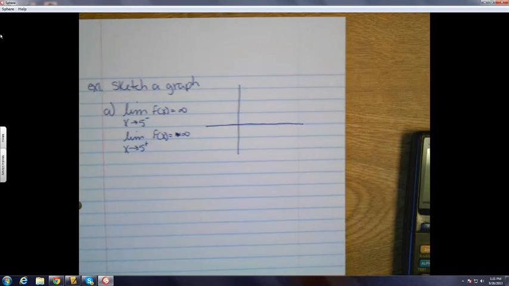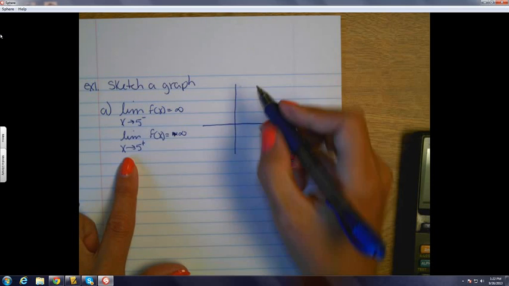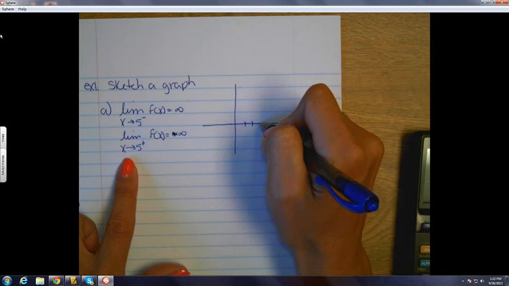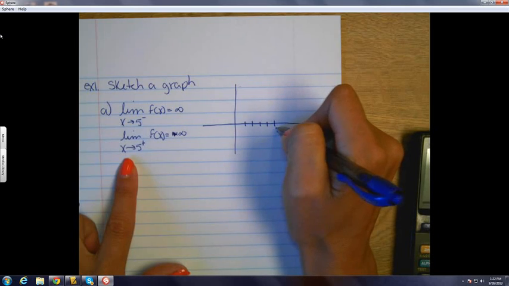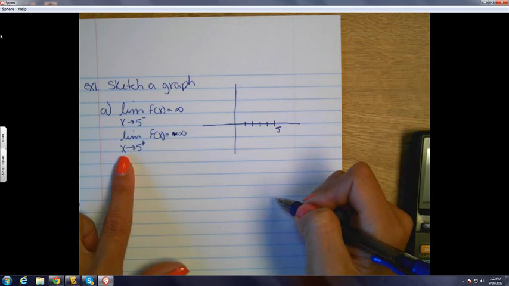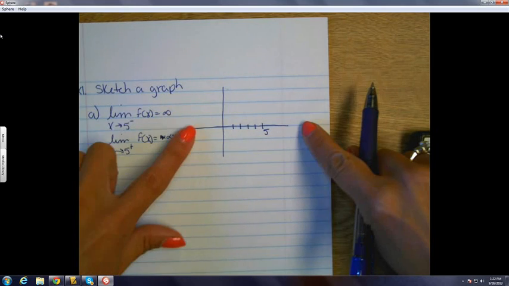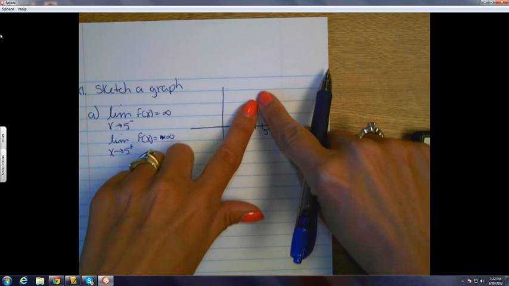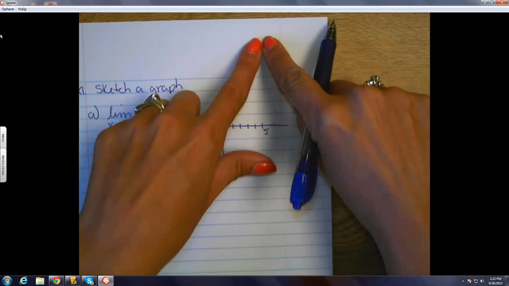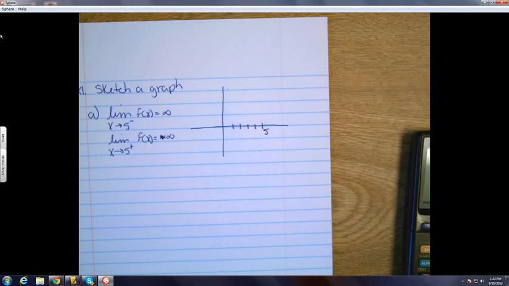So, it says x approaches 5, so we need to get out to 5. So as I approach from the left and the right, I got to be headed up to infinity. So the only way for that to happen is to have that vertical asymptote there.